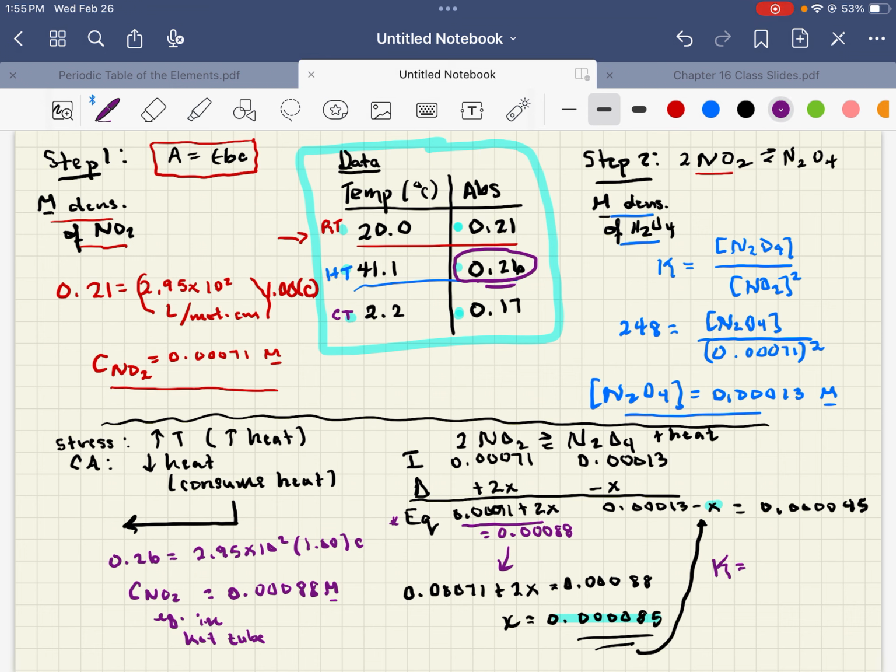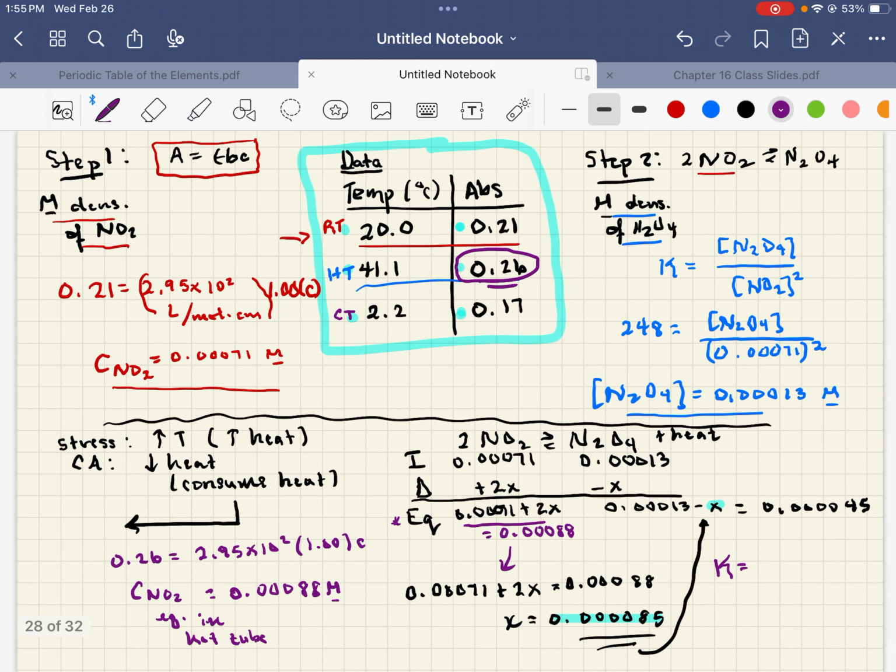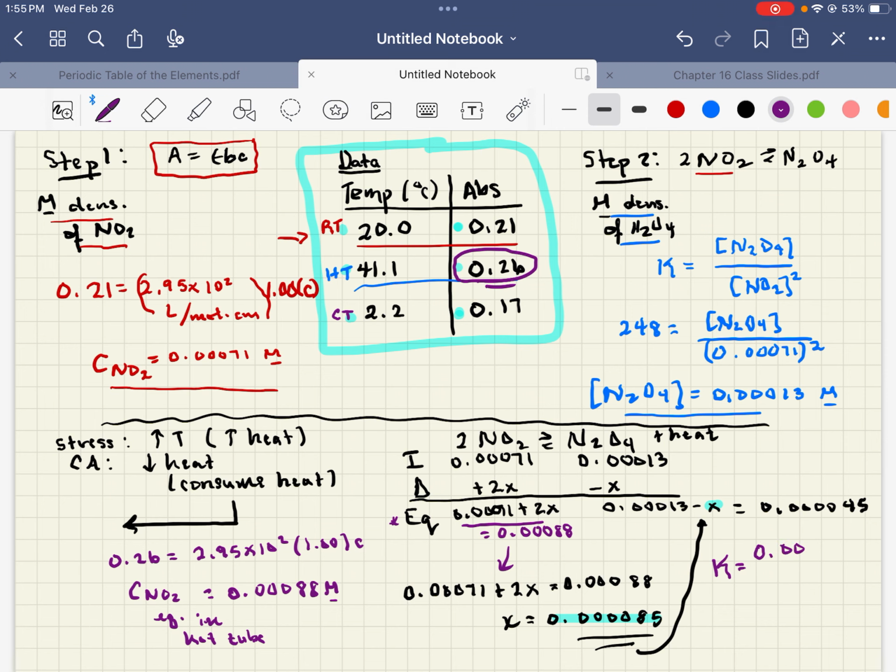And remember, it's products over reactants. So I would take my K, and I would take my N2O4 at equilibrium, that concentration, 0.000045, and I would divide it by the equilibrium concentration of my NO2, which we determined from A equals εbc, 0.00088, and remember, since there's a 2 coefficient in front, that would be squared. And we can find out what that K should be equal to in terms of that hot tube. So the K at 41.1 ends up being 58, which makes sense because we have fewer products since it shifted towards NO2, and so my K should decrease.